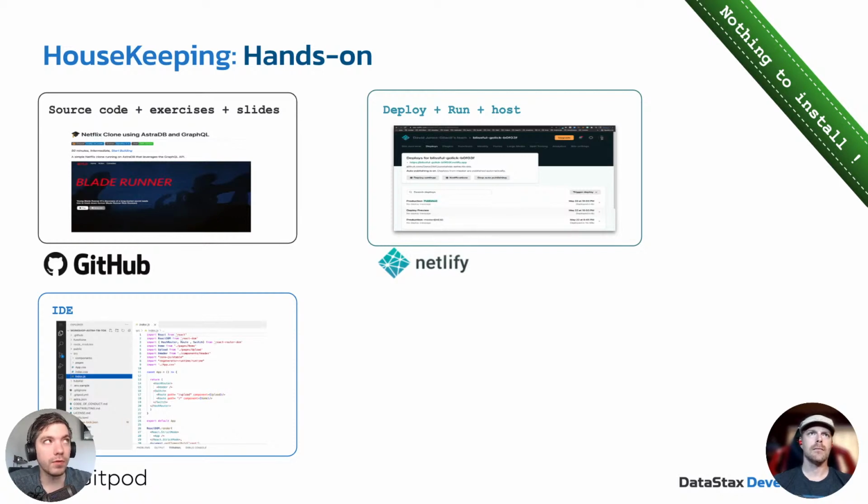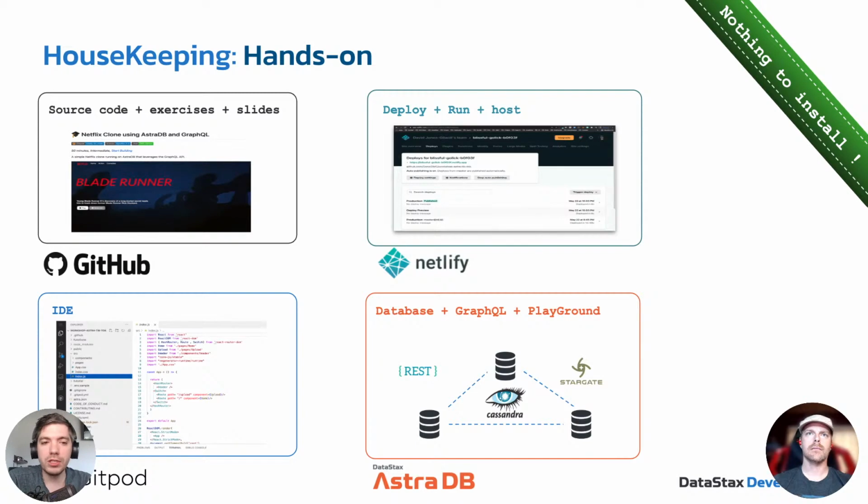I don't know if I'm saying that quite right, but some really cool technology there. And finally, for our database, we're going to be using Astra DB, which is a managed Cassandra database in the cloud. And we're going to be using the Stargate API layer for our GraphQL commands. All right.